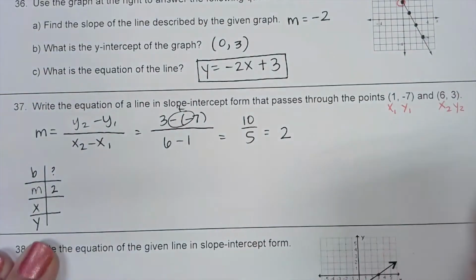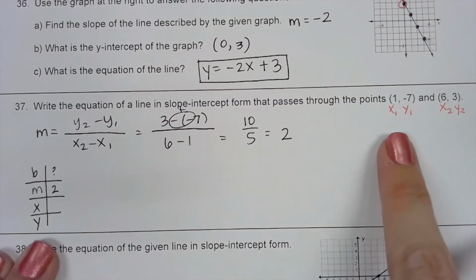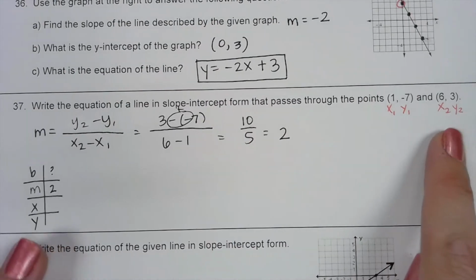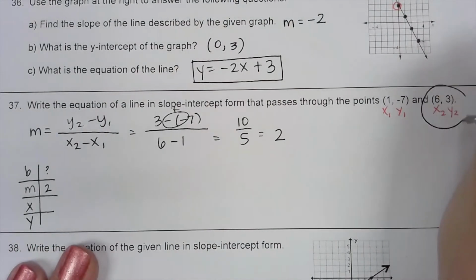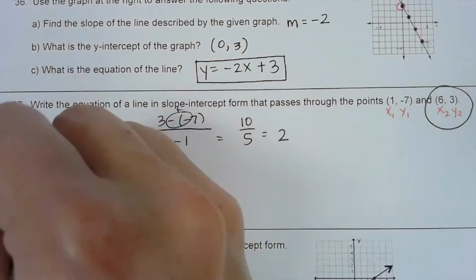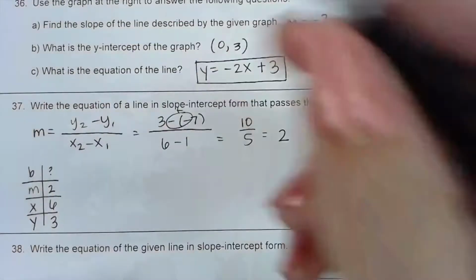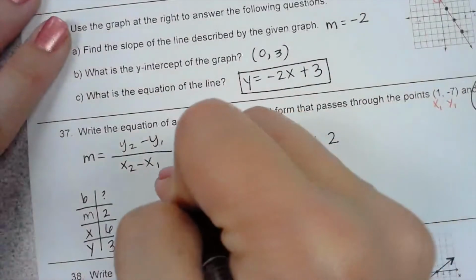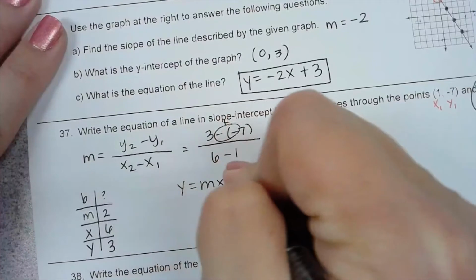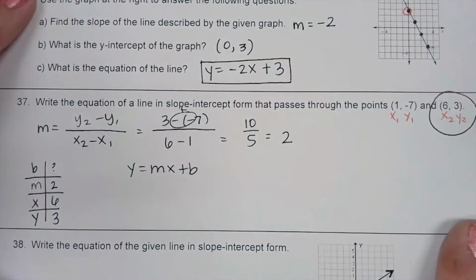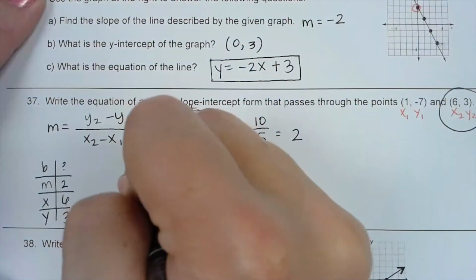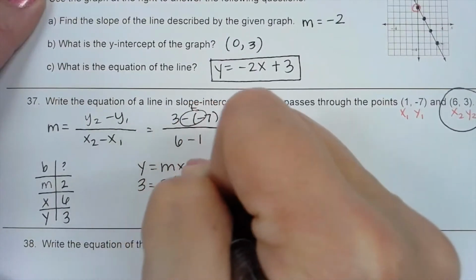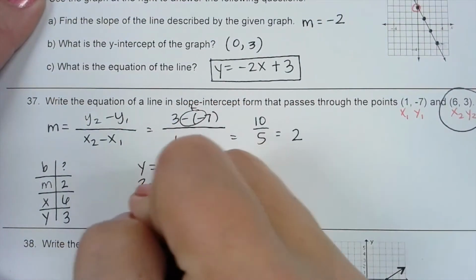So when you're plugging those into your table, it's up to you to decide. Sometimes people will pick the one without the negatives because they think it'll be easier. And so for this problem, I'll use this point. So my X is 6 and my Y is 3. And then I'm going to plug that into y equals mx plus b to go through and solve to figure out what my b is. So the y goes in for the y, m for m, x for x, and then the b stays b.